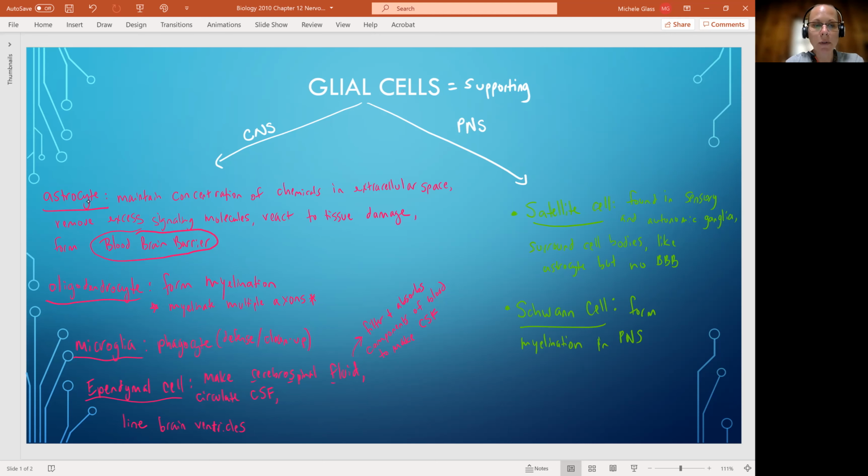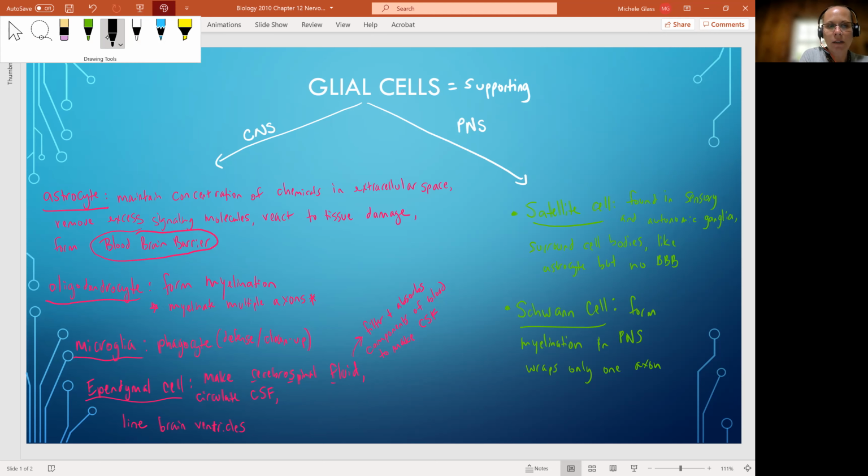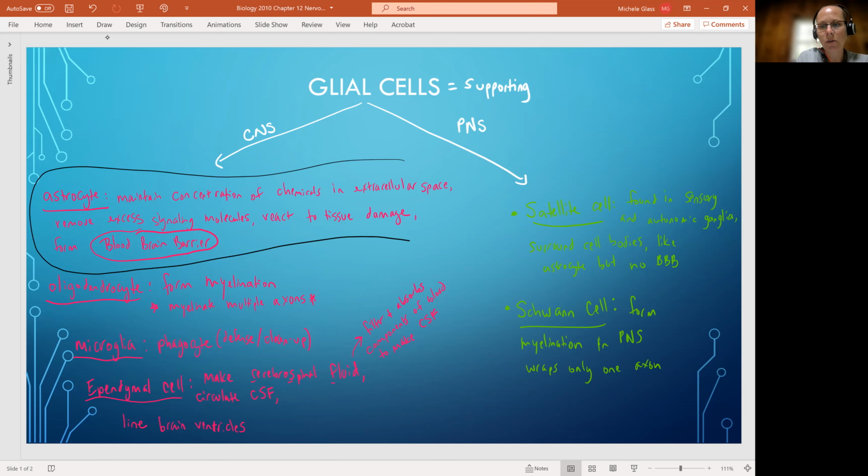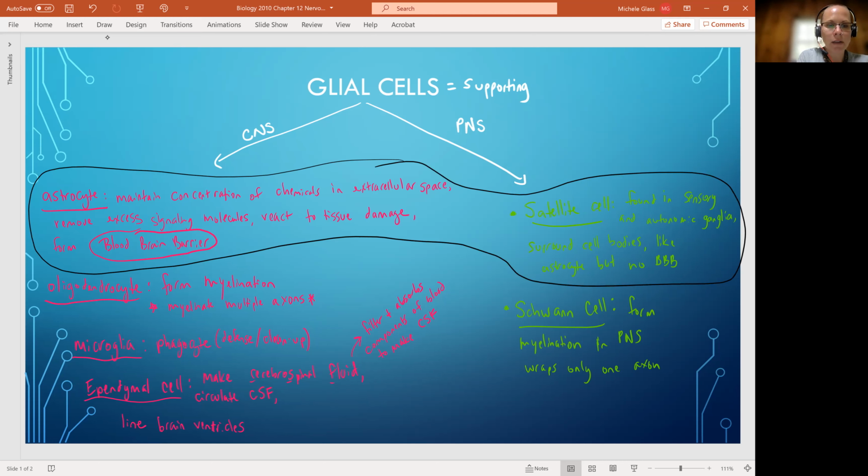And here's the key difference between the Schwann cell and the oligodendrocyte. The Schwann cell can only myelinate one axon, whereas remember, the oligodendrocyte could do two. So we have the astrocyte in the central nervous system doing kind of a similar job as the satellite cell in the peripheral nervous system. And then we have the oligodendrocyte in the central nervous system acting similar to the Schwann cell in the peripheral nervous system.